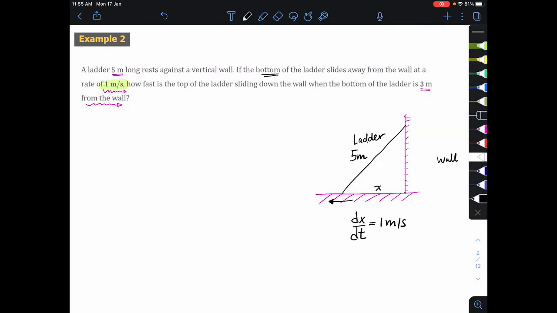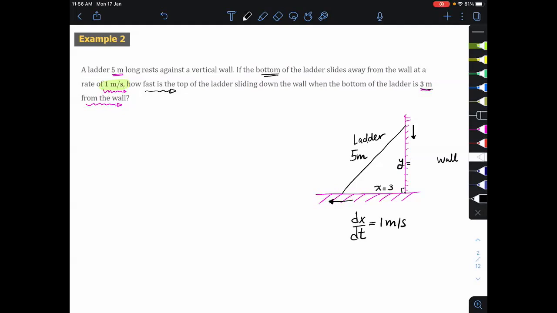Then the question is: how fast is the top of the ladder sliding down? The top of the ladder is here. When it moves to the left, it surely goes down. The vertical distance we can name y. How fast is the top of the ladder sliding down when the bottom of the ladder is 3 meters away from the wall? That means x is 3. So what is y by using the Pythagorean theorem?